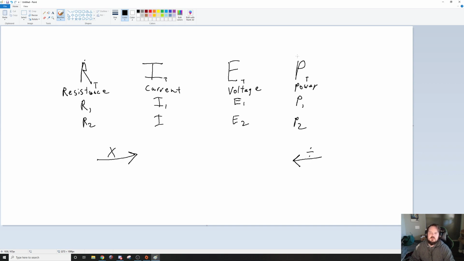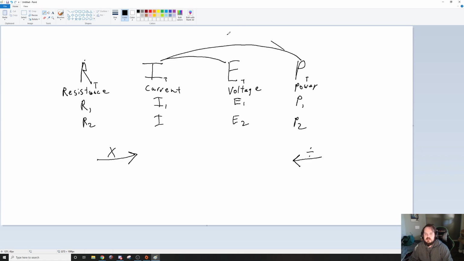I don't want a brush, I want a pencil. So if you're going this direction, P divided by E will give you I. E divided by I will give you R. Then going the other direction, R times I will give you E. I times E will give you P. When you're dividing, you can skip a column. So if you're going this direction, you can skip a column to get the column that you skipped.